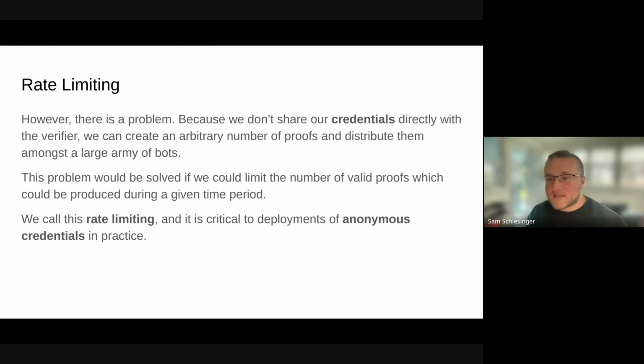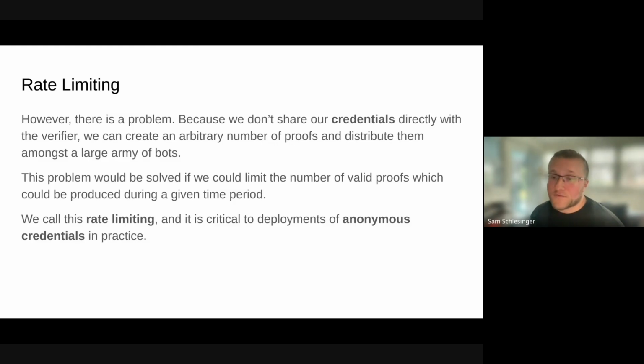And there's sort of no point of this at the end of the day. And so that problem would be solved if we could limit the number of valid proofs that could then be produced given any given time period. We call this rate limiting. And it's critical to deployments of anonymous credentials in practice.